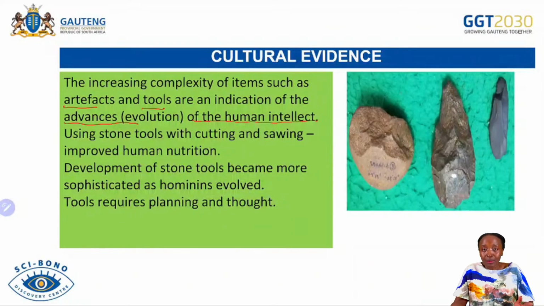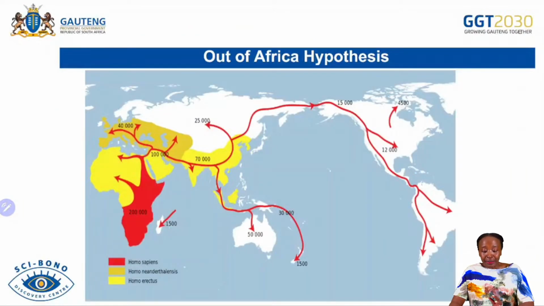Because using a tool, coming up with a tool requires planning, and it also requires a lot of thinking, so that you have a tool that you need if you want to cut something, to stab something. Those were the tools that they came up with. And then while we're speaking about all of this, there's also what is called the out of Africa hypothesis. This comes up a lot in the past papers.